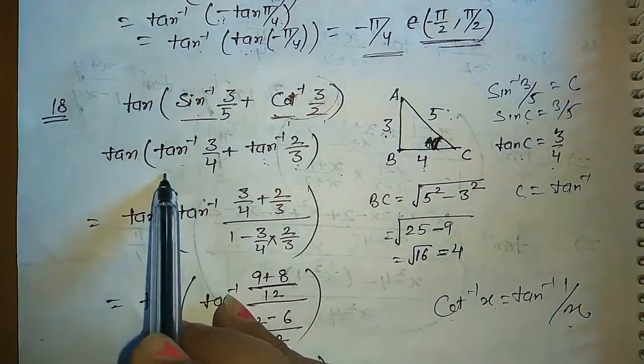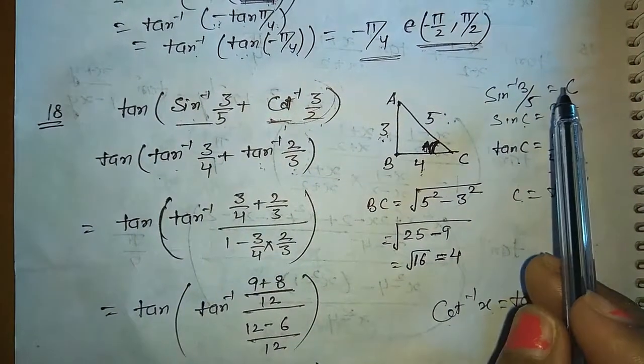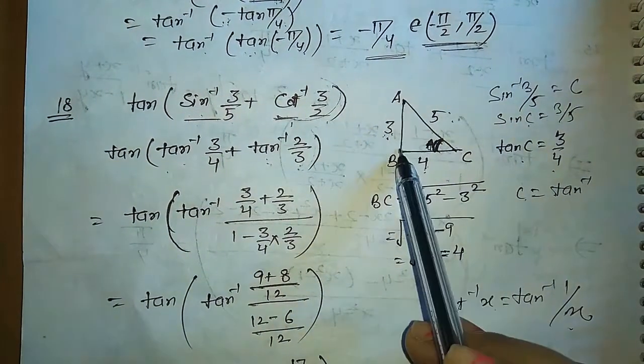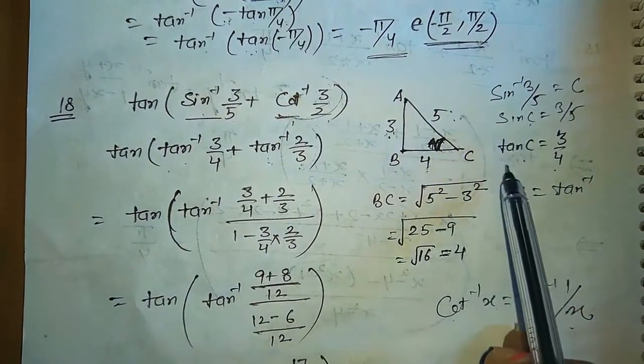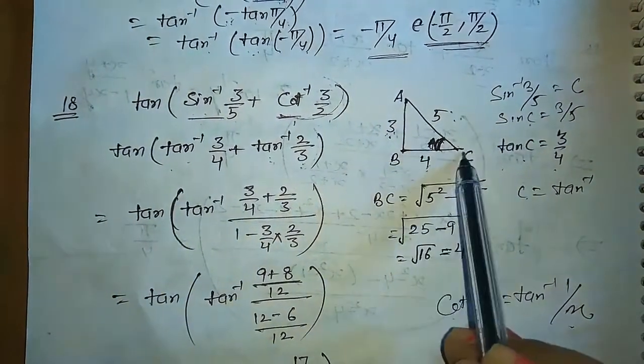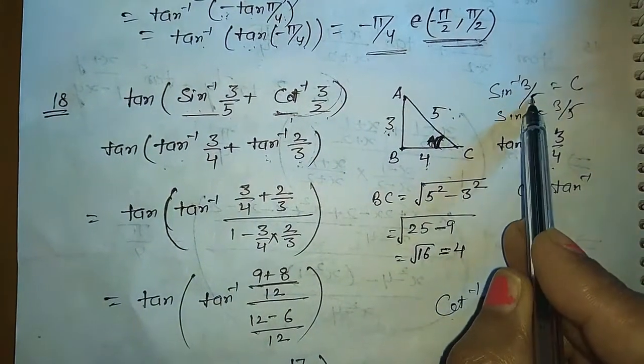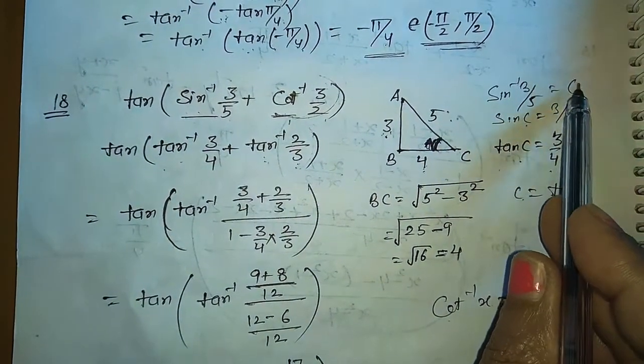And sine inverse changes into tangent inverse. How we will change? Sine inverse 3 by 5 in a suppose right angle triangle. Sine को हम कैसे change कर सकते हैं tangent में? So in right angle triangle, we will use Pythagoras theorem. Suppose sine inverse 3 by 5 and this is c.